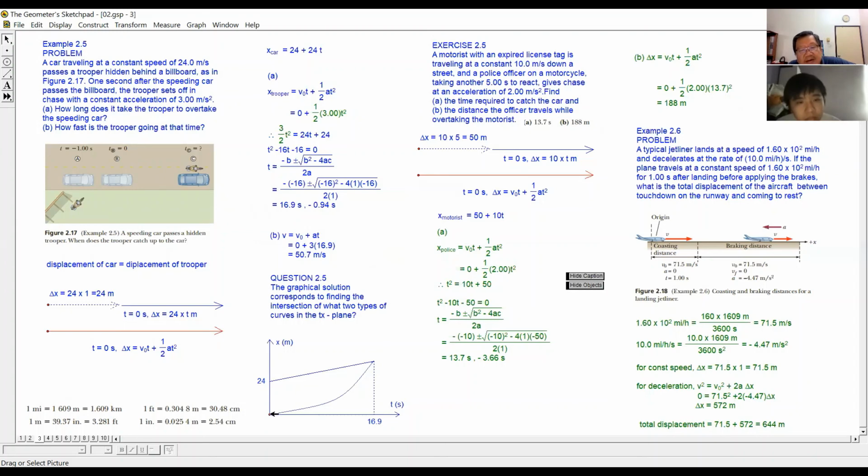So the policeman has acceleration. But what time do the two of them meet? They will meet after 16.9 seconds. So at this point, when the policeman and the car cross paths, that time is 16.9 seconds. That's why they intersect at this point. The two lines intersect at this point. Now, when they intersect, it means that the total distance traveled is the same, right? 16.9. Any question?